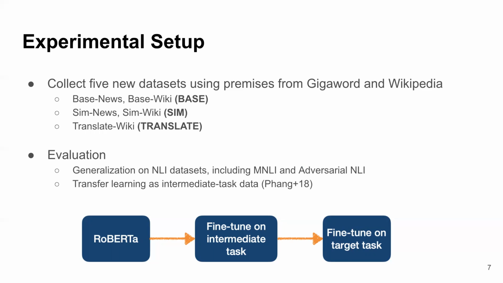To evaluate the usefulness of our protocols, we test them for generalization within NLI and also transfer learning, where we use them as intermediate training data. So here, for example, if we use the RoBERTa pre-trained model, we first fine-tune it on our collected data, and then we fine-tune the model again on the target task.